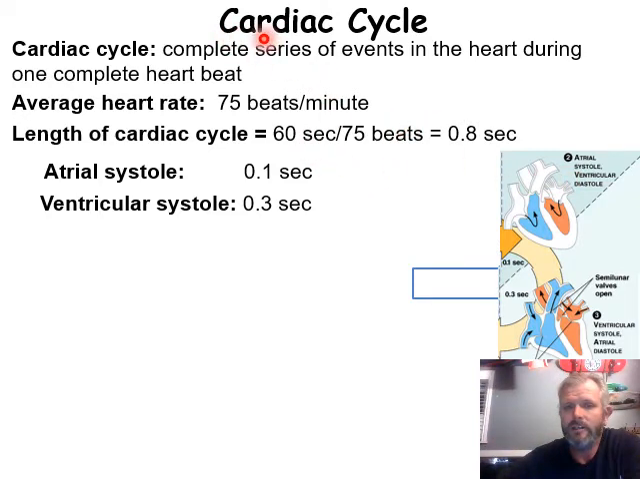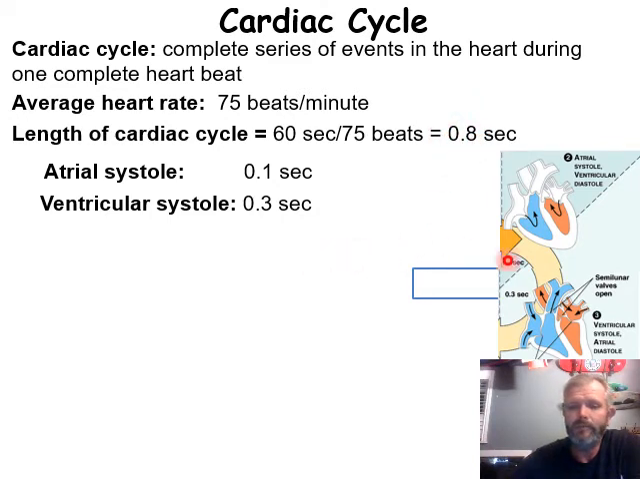And we can see this cardiac cycle, if we look at our average resting heart rate, say it's roughly around 75 beats per minute, divide that by 60 seconds in a minute, you can see this full cycle of events for one beating of the heart takes place in less than 1 second.